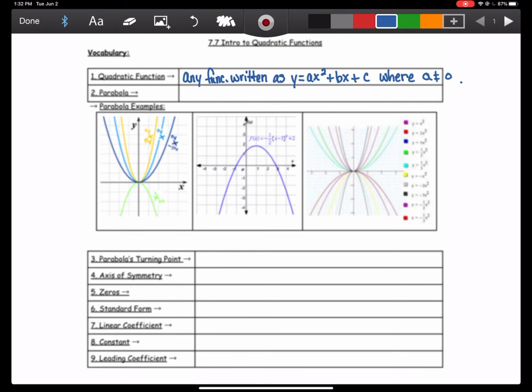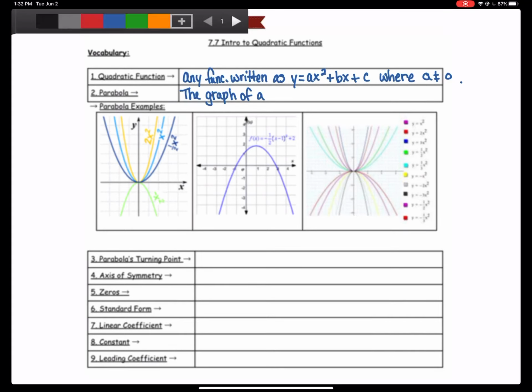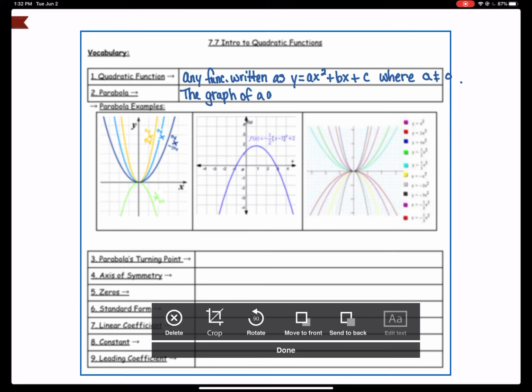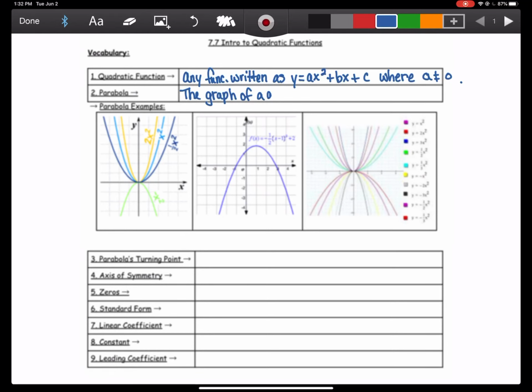Okay. What is a parabola? We've talked about this before. The graph of a quadratic function is called a parabola. Quadratic function. It's often described as a U-shaped graph.